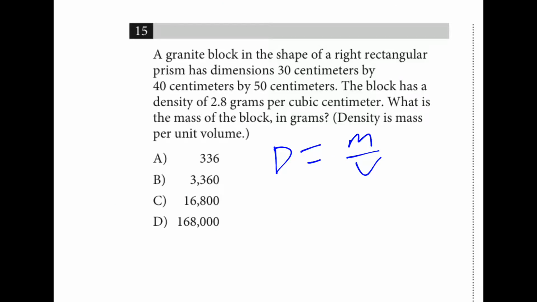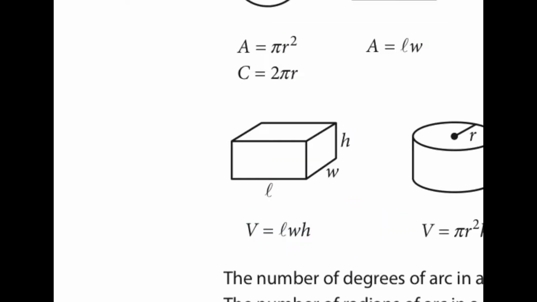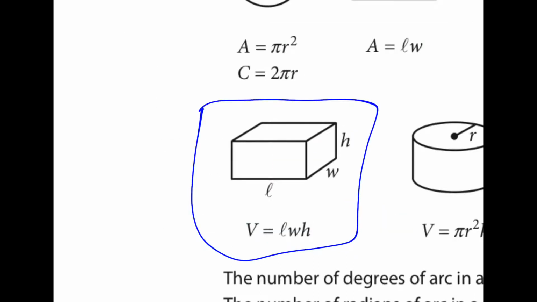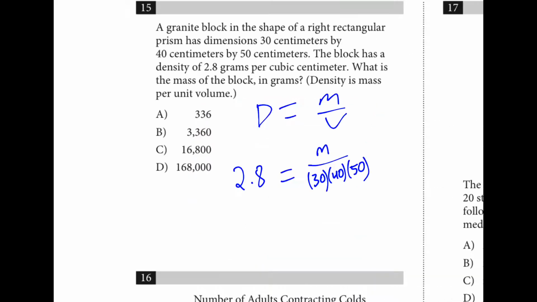15, if density is mass over volume, we can plug in for density and we can plug in for volume. After all, they give us this formula here. So we can replace this with 60,000. And if we multiply both sides by 60,000, we get 168,000 is equal to our mass, D.